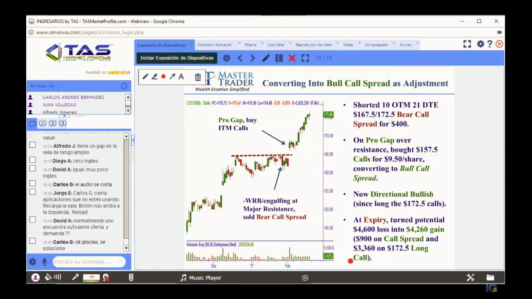So that's an example of trading gaps, and we have a whole chapter in the seminar series on trade adjustments. Once you're in the option trade, does your bias for the stock remain the same? By using options, we can fine-tune our bullishness or bearishness by adjusting or adding new strategies to the existing position.